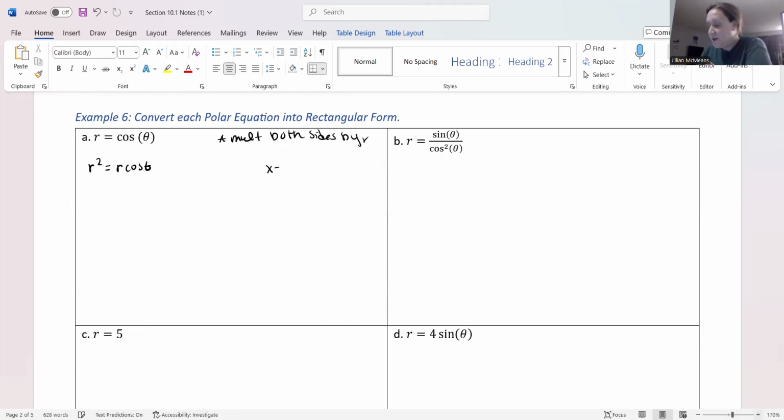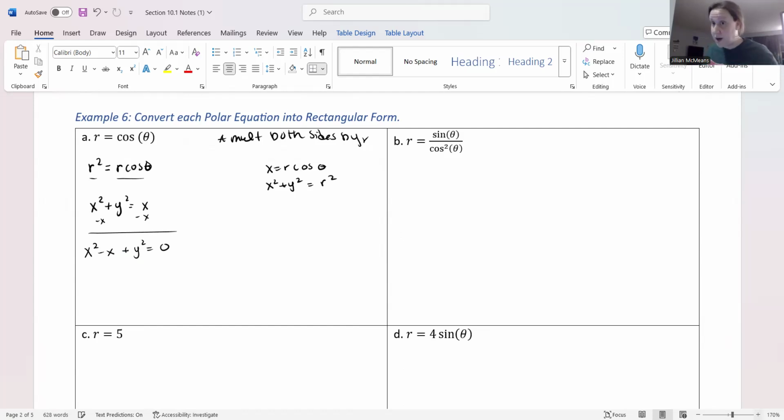We know that x is equal to r times cosine of theta. We also know that x squared plus y squared is equal to r squared. Well, we have both of those things right here. So let's do these substitutions. We change r squared to x squared plus y squared, and we change r times cosine of theta to just x. Technically you could stop there, but a lot of times we'll do some more. In this case, I'm going to set it equal to 0 and make it look more like the equation of a circle. So we subtract x from both sides, and I'll write this as x squared minus x plus y squared equals 0.